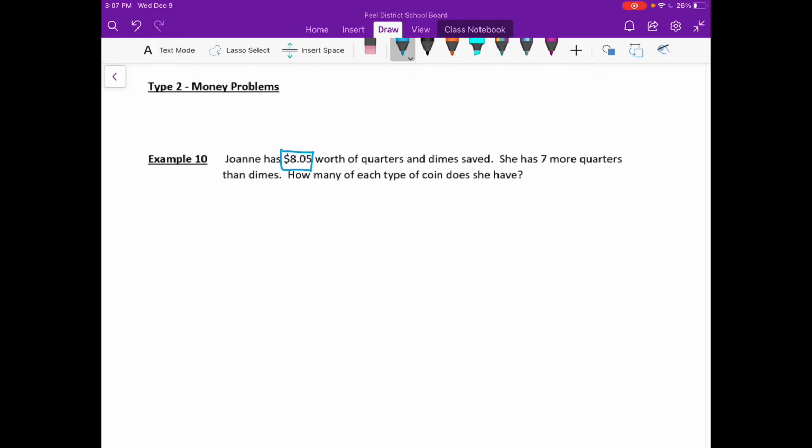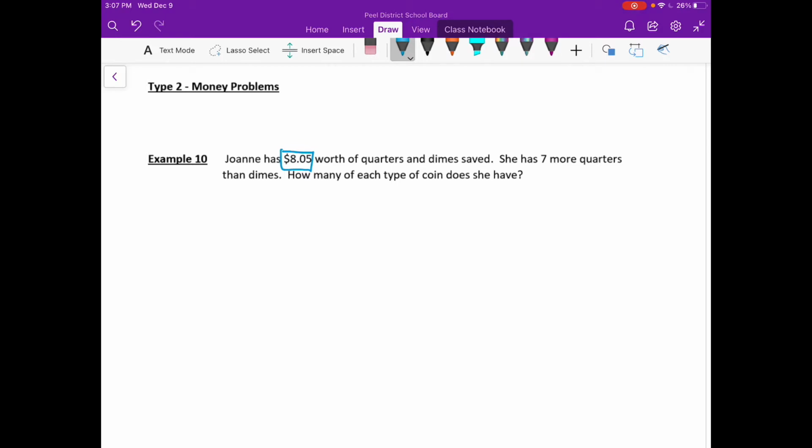Okay, so I like to convert the coins into dollars, but if you would like, you can convert the dollars into cents. Okay, so we're going to do the first question: Joanne has $8.05 worth of quarters and dimes saved. She has 7 more quarters than she has dimes. How many of each type of coin does she have?